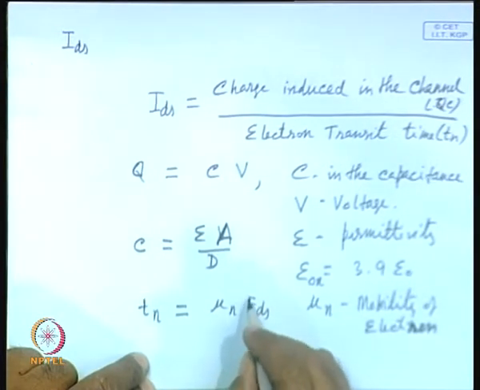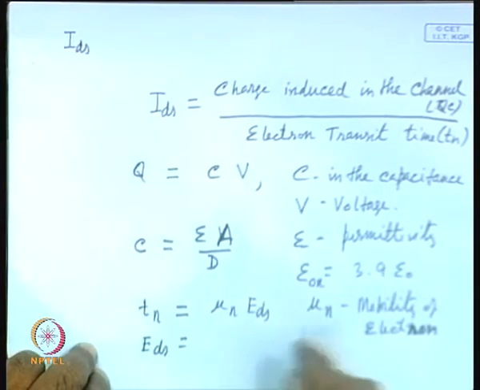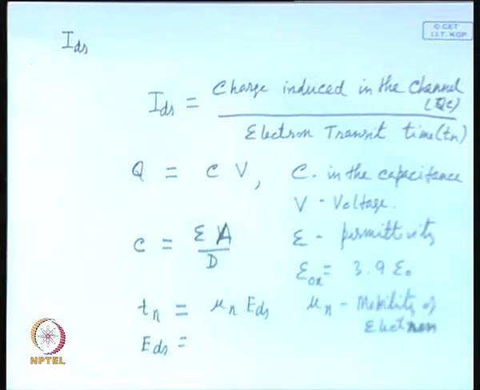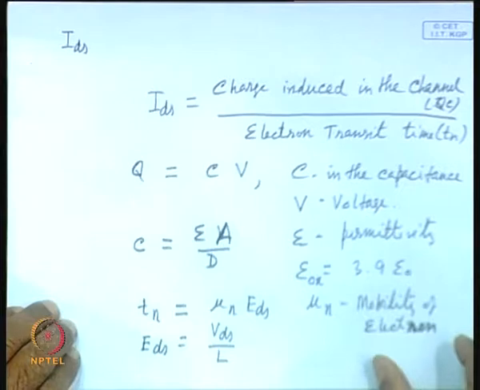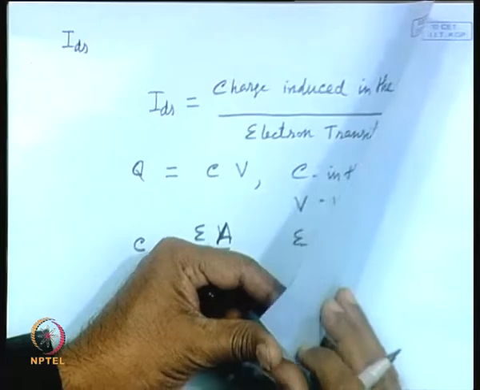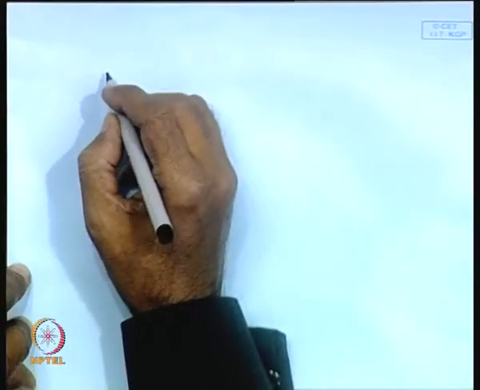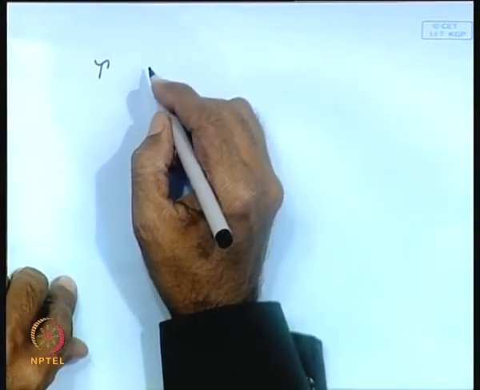We shall find out what the drain to source electric field is. EDS is dependent on the voltage that we apply across the drain to source. So, EDS will be equal to VDS by length L. Now, based on this we can find out the electron transit time. So, first of all, let us find out the velocity of electron, tau n.